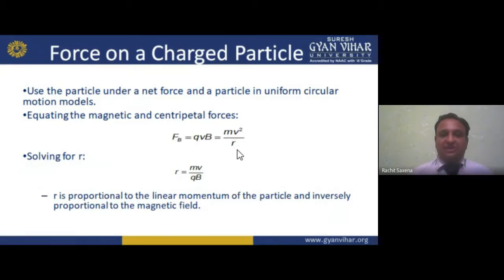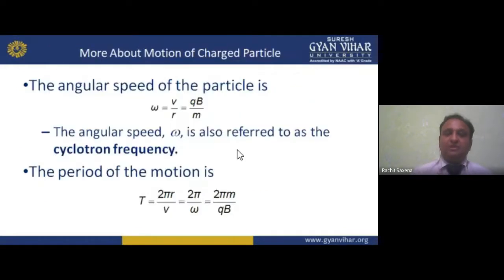Through this relation, if you want to increase the radius, then momentum will increase. If radius is increasing, then velocity is increasing. If radius is increasing, then charge is decreasing, and the magnetic field is decreasing. This means r is proportional to linear momentum and velocity, and inversely proportional to the charge and magnetic field. I hope you understand this. Same thing here.